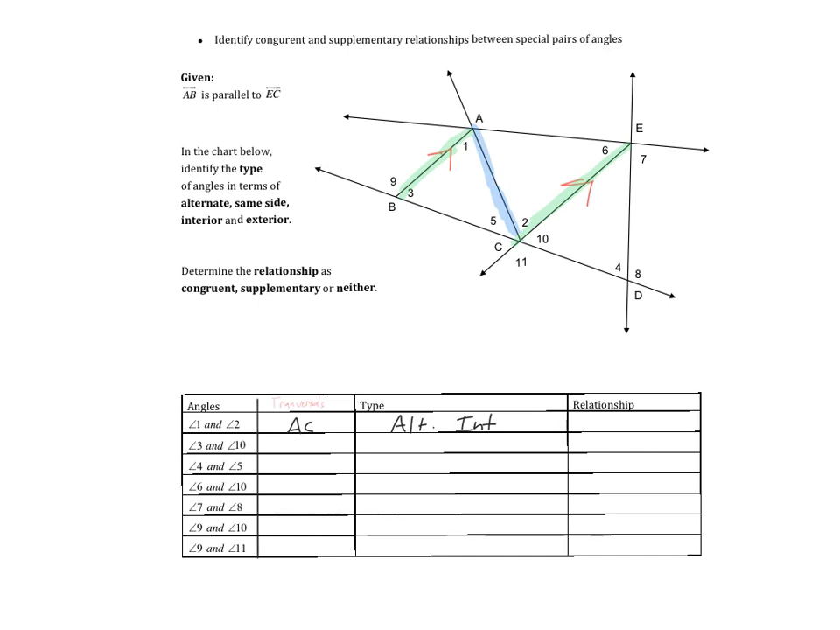Now the question becomes, are these lines parallel? AB and EC, the non-transversal side. So AB, EC. If these are parallel, then we can say that these two are congruent. Because they're alternate interior angles. So we're going to do that for each of these.